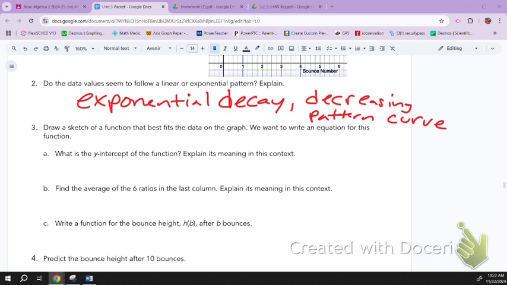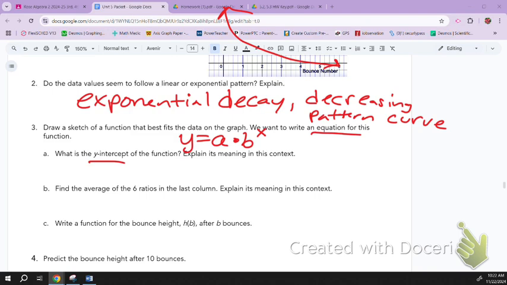Number 3 says draw a sketch of the function that best fits the data. I saw a lot of you already did that. You sketched in the curve. That's fantastic. We want to write an equation for this. Okay, and we're going to use y equals a times b to the x again. A says, what's the y-intercept of this function?